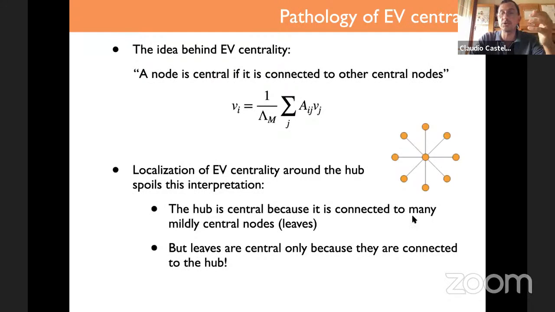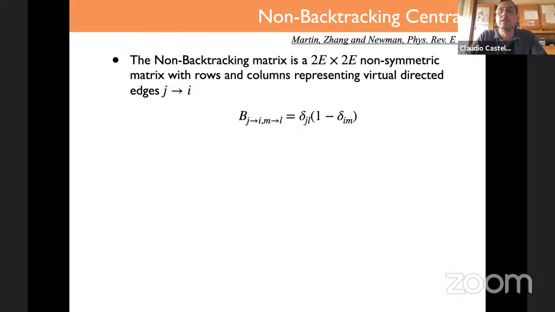And this is what was done by Mark Newman and collaborators. They defined the non-backtracking centrality. This is based on the non-backtracking matrix, which is a different representation of the topology of a network. Essentially, for an undirected network, you have to replace each undirected edge with two directed edges.